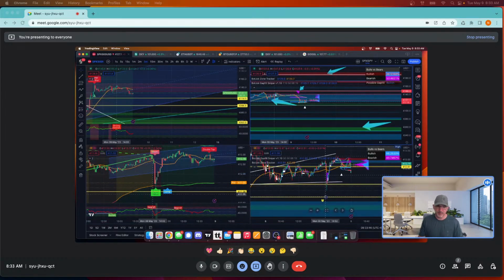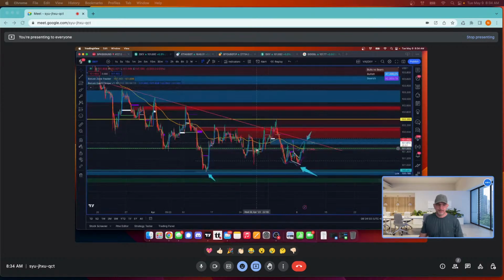Options on the SPY are going to be pretty much the same. 407 as the low. I don't know that we'll hit that today without some news. And then 418, or 417 or so, is what I have as the high. Again, without news, I don't know that we'll hit that.